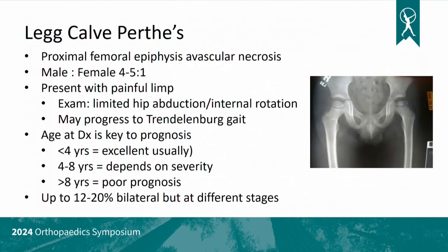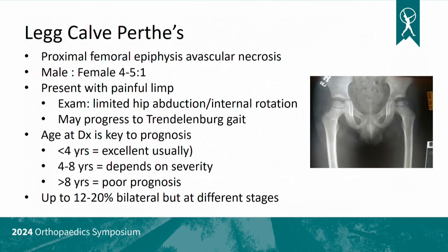So now I'm going to go through some conditions, and I have just a whole bunch of slides, kind of one slide on each condition. I won't spend a lot of time going through each of them, but these are all different things that can cause a limp and things that we see. So Perthes disease has a male to female preponderance of like 4 to 5 to 1. So you see a lot more boys with this than girls.